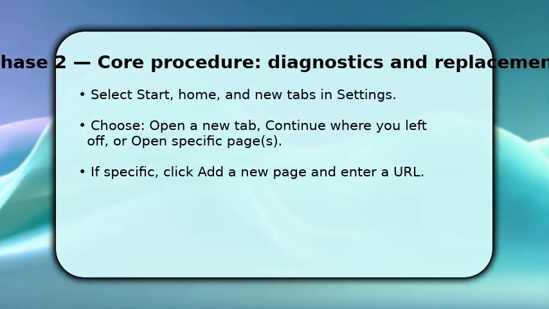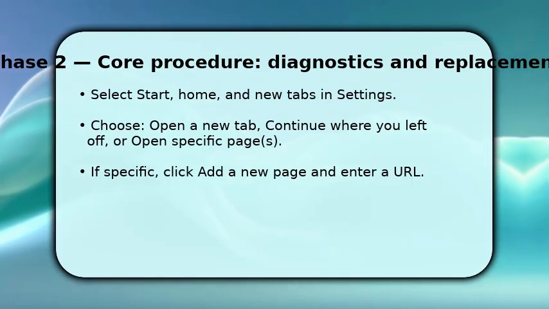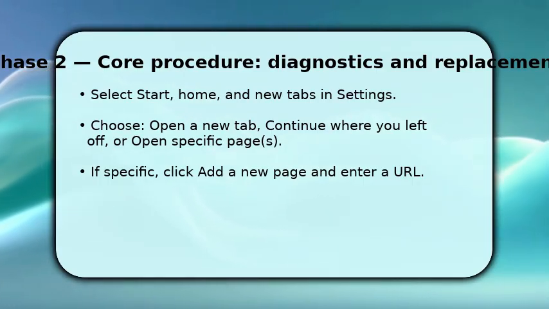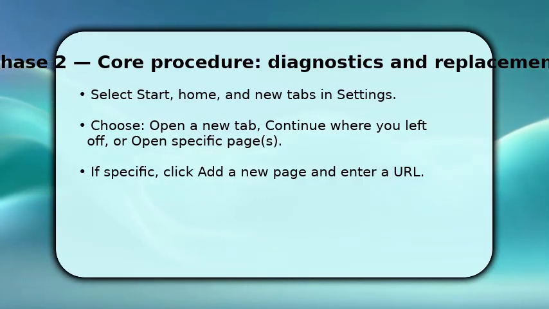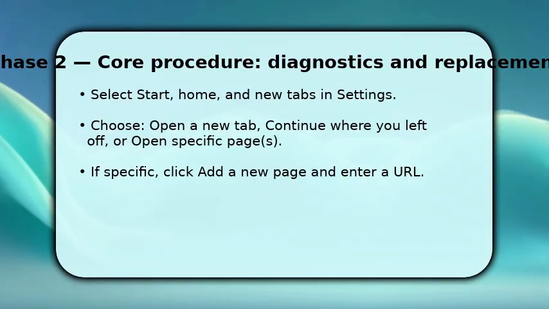In the Start, Home, and New Tabs area, pick Open Specific Pages to set a dedicated home page. Click Add a new page, type the full URL including https:// and press Add. This ensures Edge opens that page on launch. Alternatively, choose Continue where you left off to restore tabs.